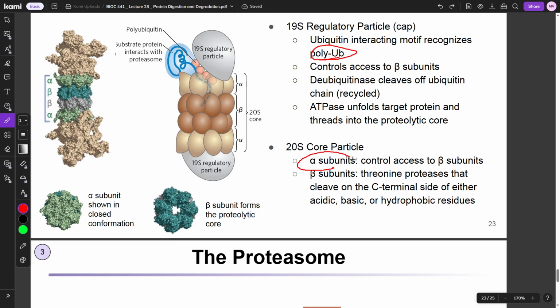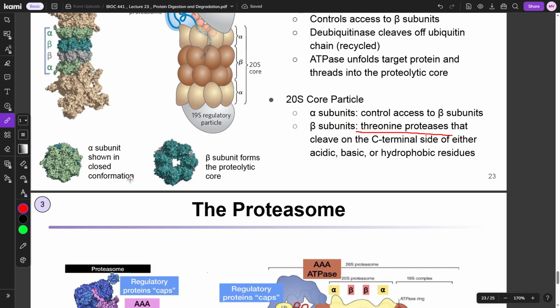So the alpha subunit in the 20S core is what controls access to the beta subunit. And so the beta subunit is just a threonine protease. It cleaves the C-terminal side of just any residue. It does not matter, pretty much. But the alpha subunit has a couple conformations. It's got a closed conformation and an open conformation. Sorry, this is the beta subunit I was saying.